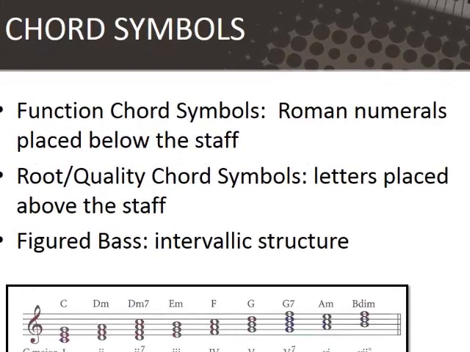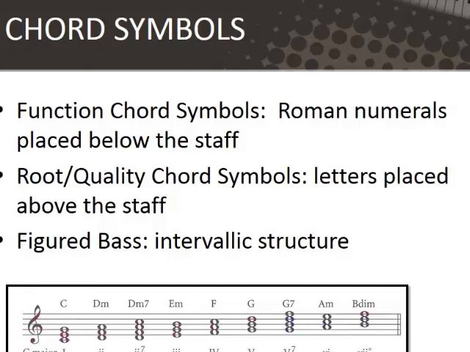When we're working with chords, we normally want to be able to tell what the function of the chord is. The function is normally described by the Roman numeral, and that's written below the staff. So, for example, in C major, a D minor chord would be a 2 chord.